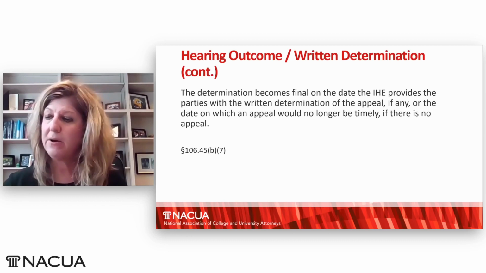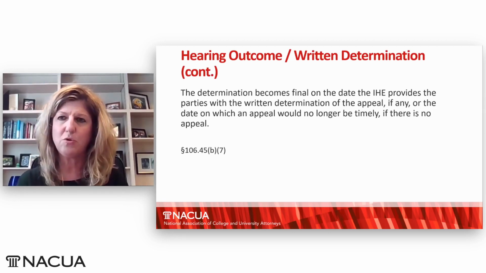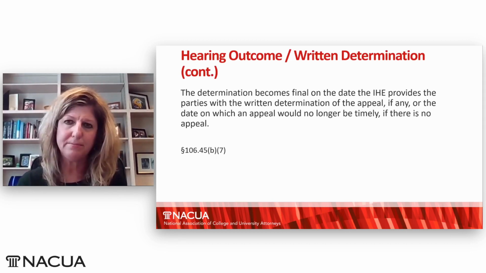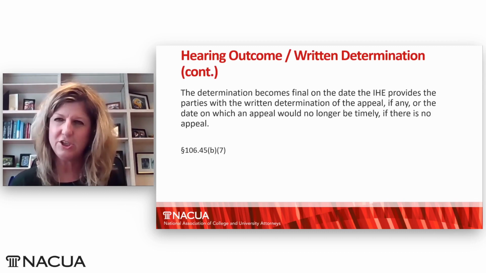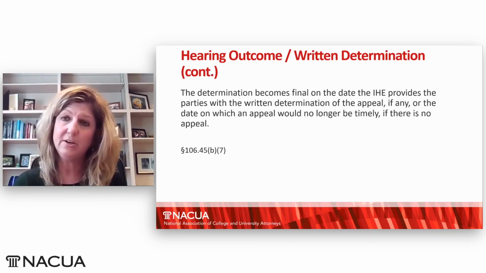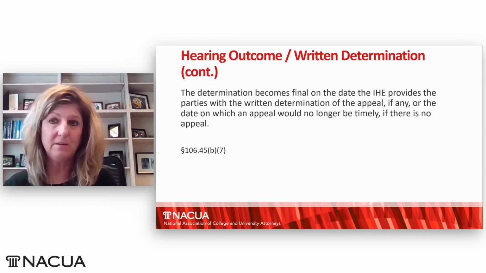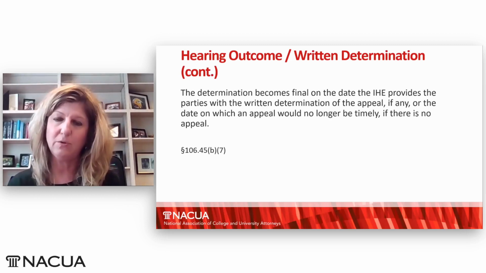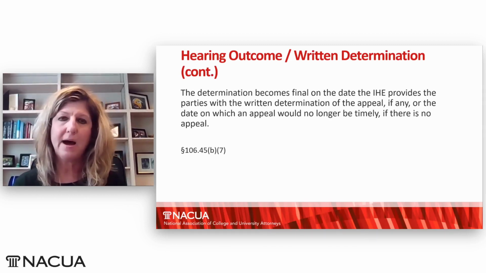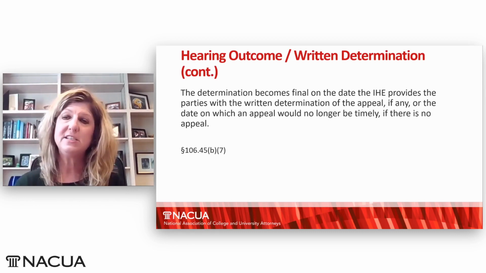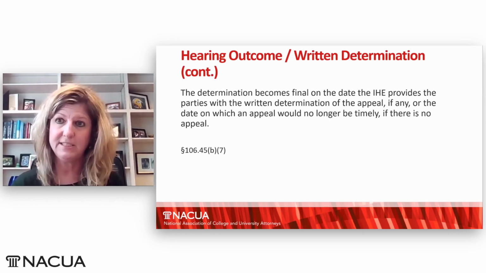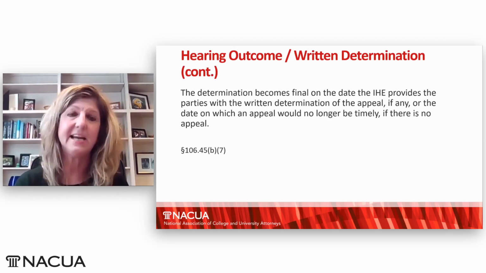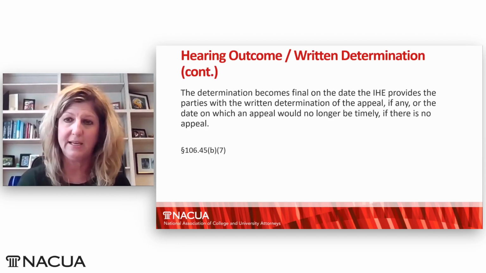A little more about the hearing outcome, because there was also often some question as to when a sanction takes effect and when the decision is really final. So the regulations tell us that the hearing determination doesn't become final until the parties get the written determination following an appeal, if there's an appeal, or if there's not an appeal, the date upon which an appeal would no longer be timely. So, for example, if your policy says that anybody who's going to appeal must do so within 5 calendar days, your decision doesn't become final until either the appeal is decided, or if there's no appeal, then day 6, the time when an appeal would no longer be timely.